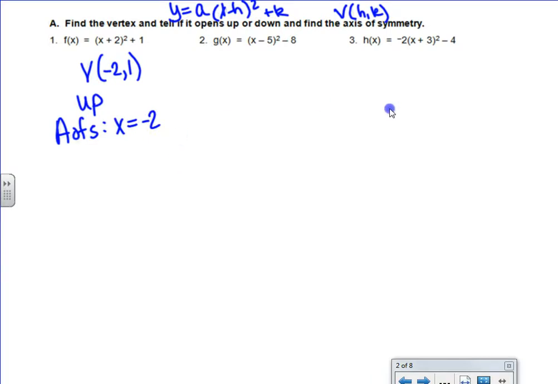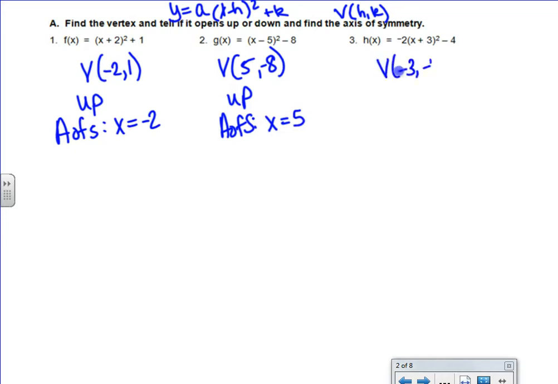So a vertical line of x equals, and then the x value of the vertex is where it is cut in half. So this next function, the vertex is at +5, -8. I notice the a value is positive, so it opens up. And your axis of symmetry is at the line x equals 5. And then our last example, the vertex is at the opposite of this, so -3, -4. And it's this time going to open down since our a value is negative. And the axis of symmetry is at x equals -3.